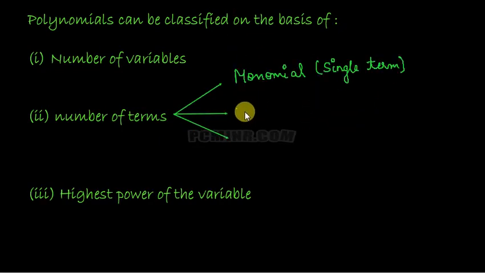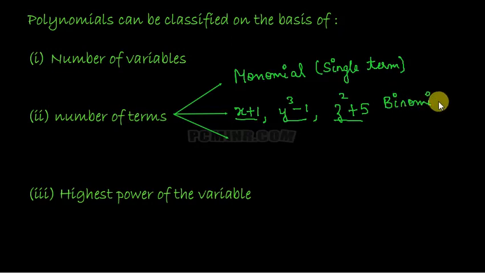And when we have two terms in the polynomial, like I have x plus 1 or y cube minus 1 or z square plus 5, all these polynomials contain two terms. So we give them the name binomial, because you know binomial, bi is the word related to 2. So binomial is for two terms.